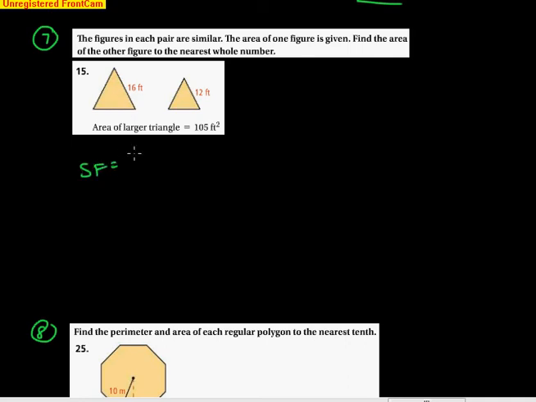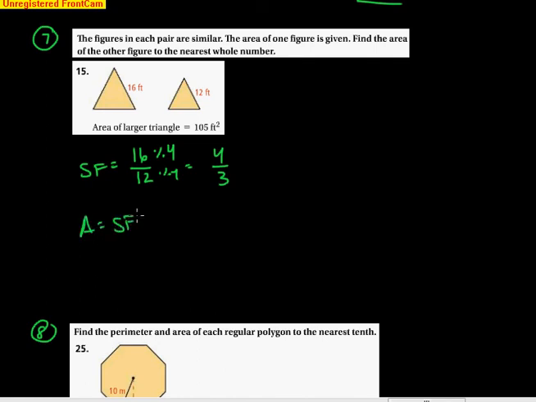So the scale factor is 16 to 12, right? It's a pair of corresponding sides. But these are divisible by 4. So that would be 4:3. That's your scale factor. So now again, this is the area problem.